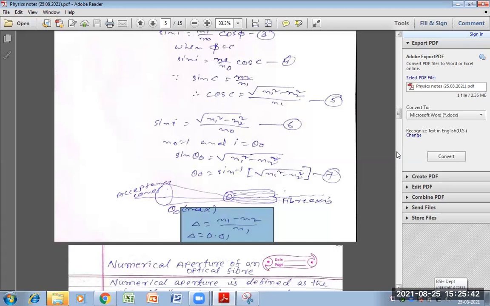Now, another thing is the fractional refractive index change. The fractional difference delta between the refractive indices of the core and cladding is called fractional refractive index change. It can be expressed as delta is equal to N1 minus N2 divided by N1, and delta, the fractional difference, is of the order of 0.01.